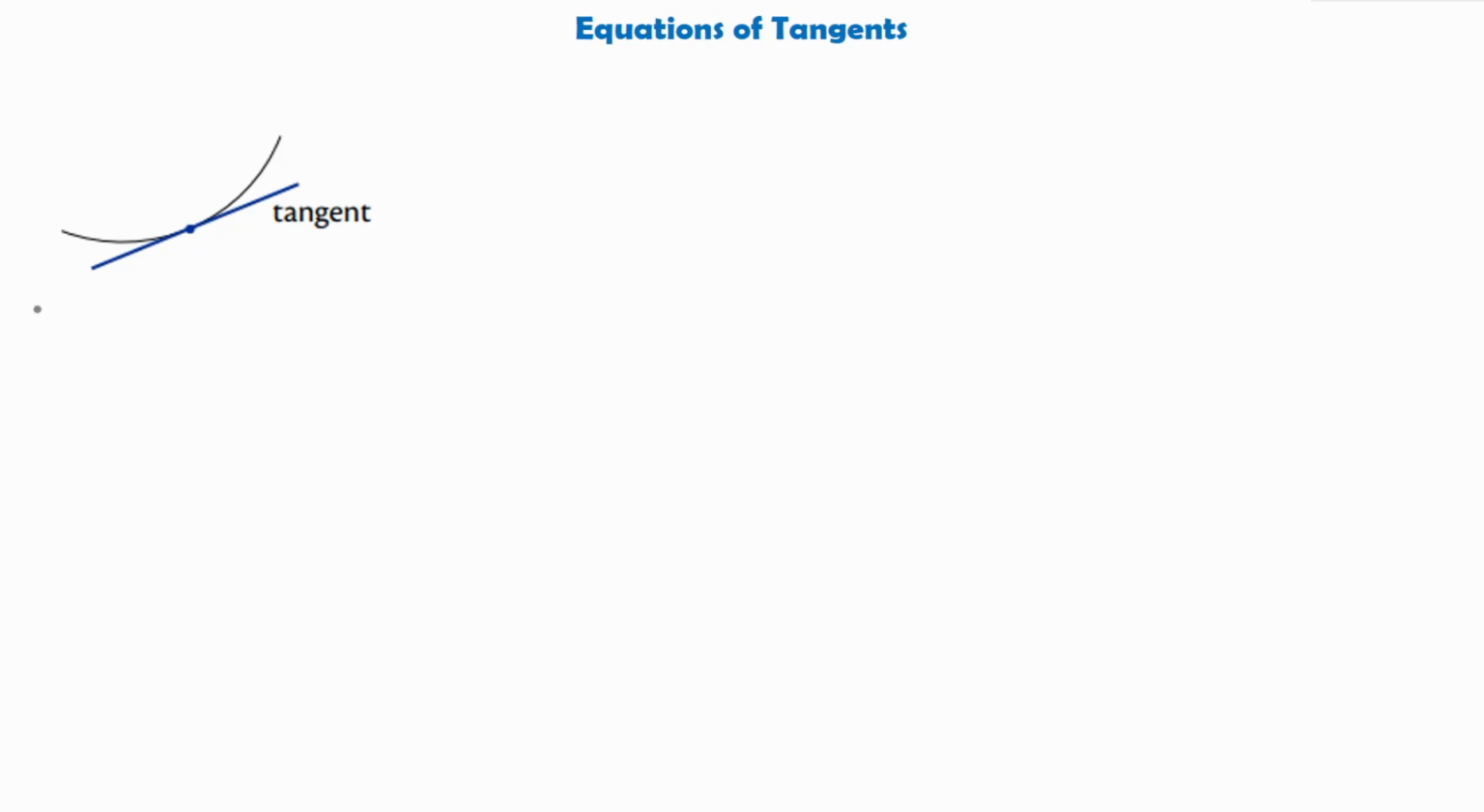Well, as you can see in this diagram here, we have some sort of curve, which is this black line. Now we call the tangent a straight line that touches the curve at only one point. So as you can see here, this blue tangent is a straight line that touches the curve, the black line, at only one point right here.